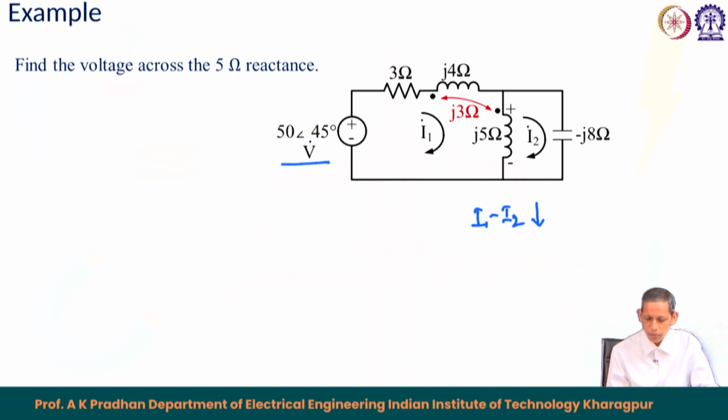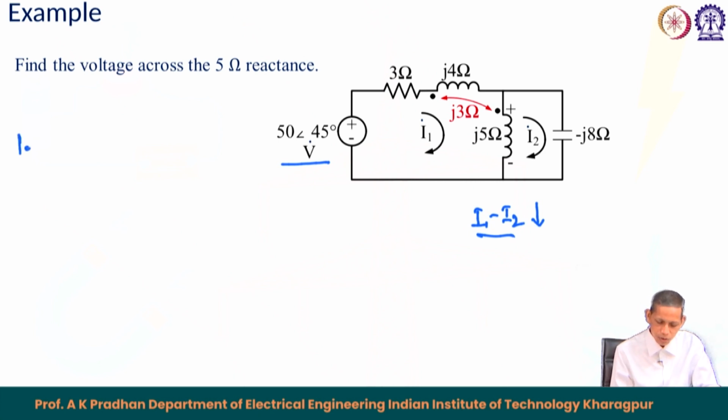Now, when you consider I1 minus I2 downward, note that it enters the dotted terminal of J5, and in the first inductor, J4 ohm, the corresponding I1 enters the dotted terminal. So, if you consider the current in inductor J4 ohm as I1 and the current in J5 ohm as I1 minus I2, then in both inductors the currents are entering the dotted terminal. So, the mutual reactance J3 will be positive. Okay. So, those considerations will proceed for the corresponding two loop equations.